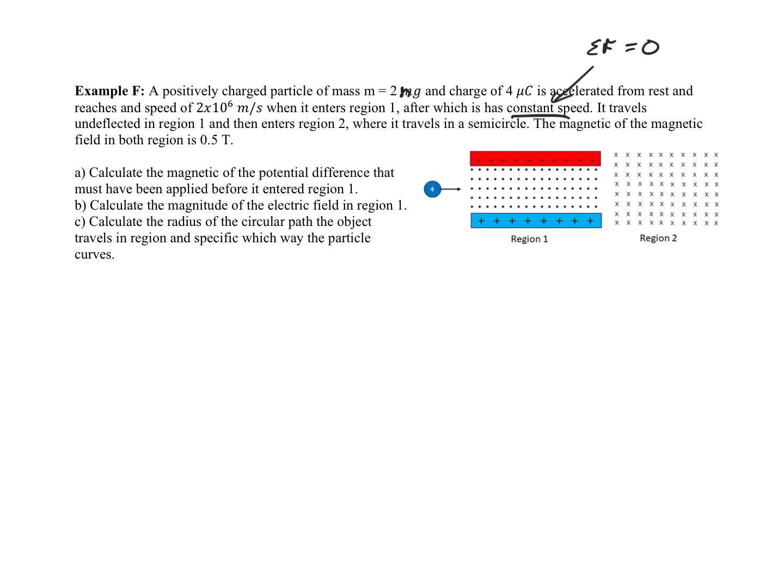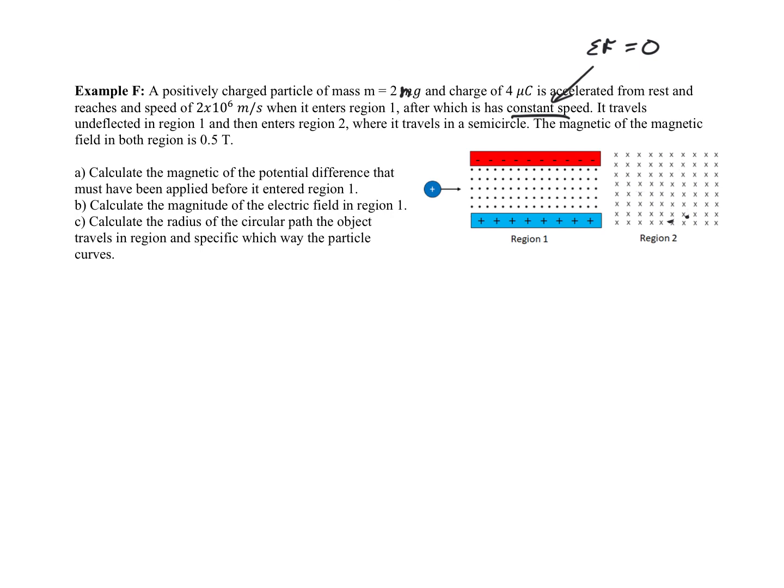It travels undeflected in region 1 and then enters region 2, where it travels in a semicircle. It hits the magnetic field, but it no longer has an electric field, right? So now it's going to be deflected. It says, calculate the radius of the circular path the object travels in and specify which way the particle curves. Does it curve up? Does it curve down? Is it going to move up or down? We don't know, so we have to figure out what's going to happen here.